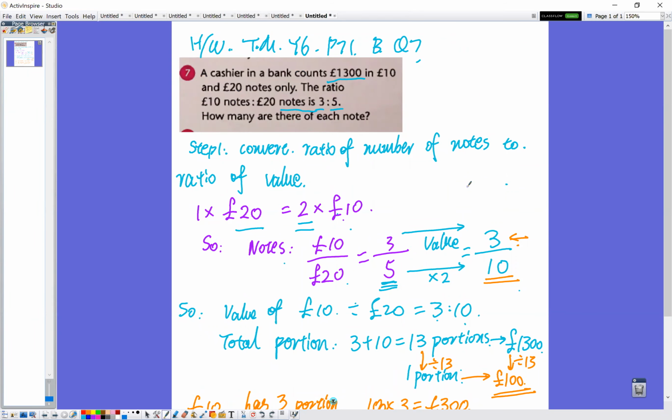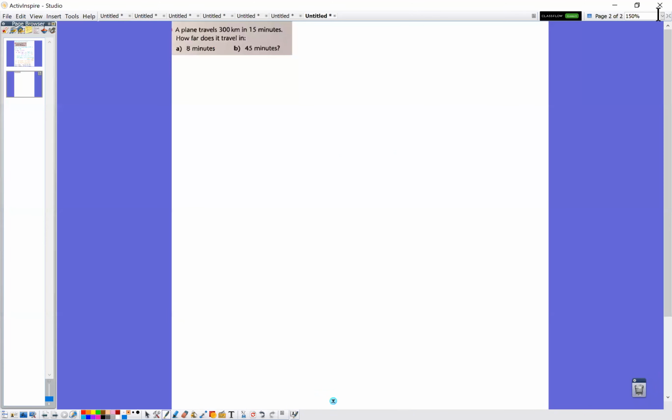Now let's carry on. Last lesson we talked about the ratio ones. Today we continue to the proportion word problems. Proportion is basically very similar to ratio, but the difference is you still find one portion first, then you multiply by how many you have in that case.